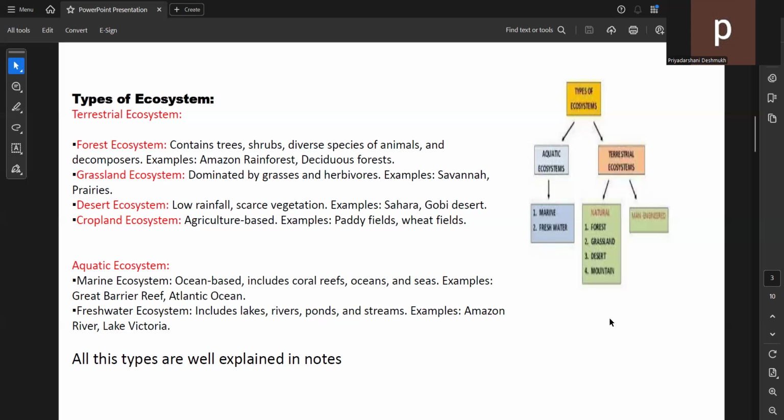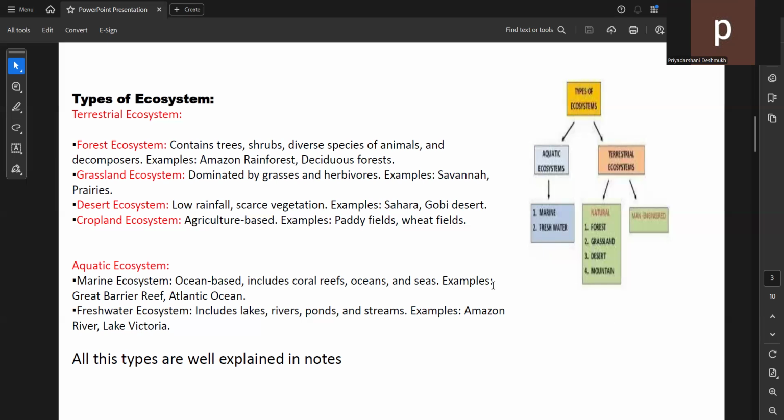Now next is the desert ecosystem, where there is low rain and vegetation is very scarce. For example, the Sahara desert. This is the example of the desert ecosystem. And the last one is the cropland. Here it is based on agriculture. For example, as I have told you, wheat and rice, or the paddy fields. These contribute towards the cropland ecosystem.